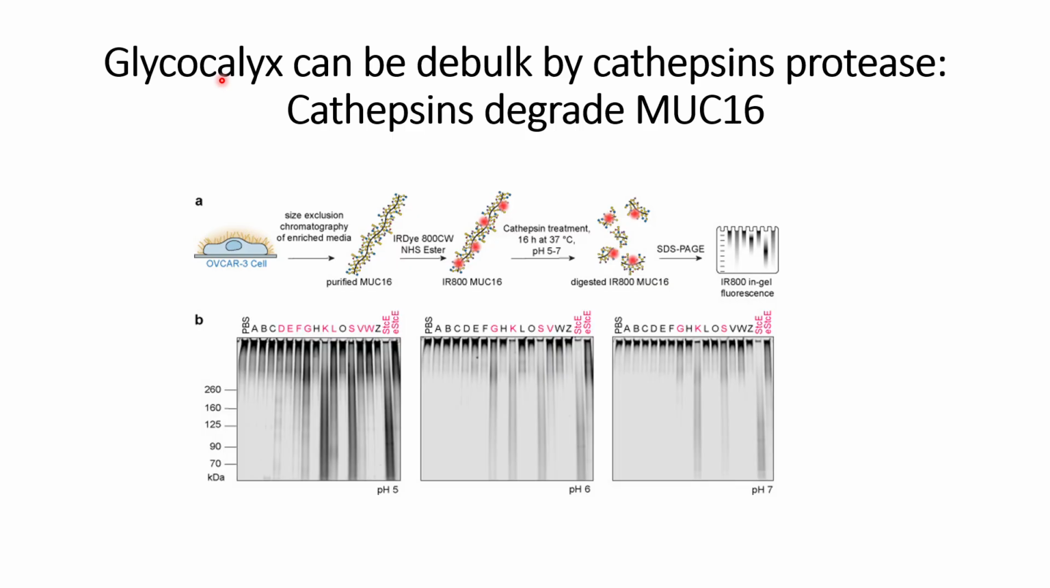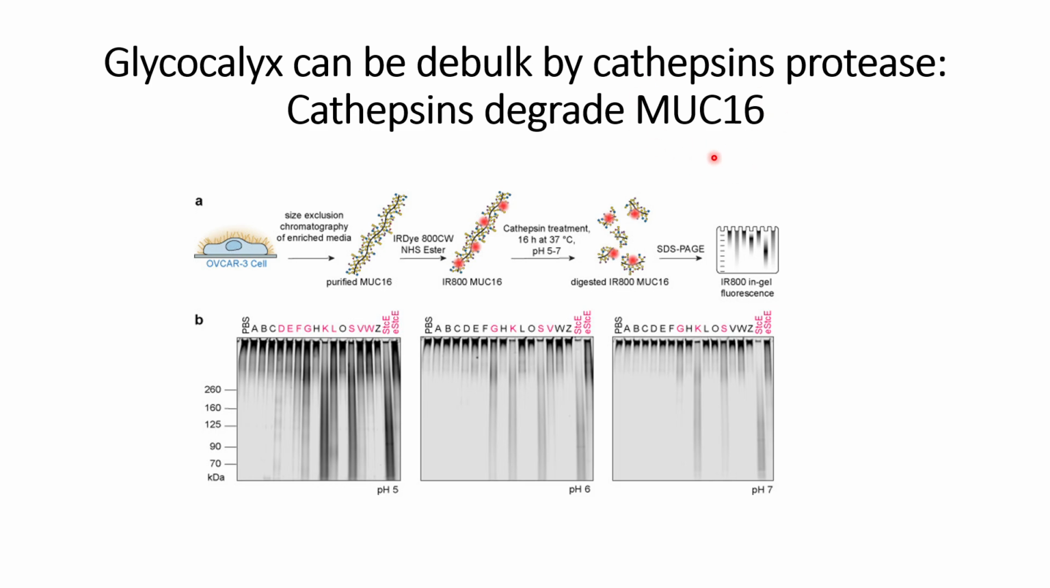Behind that idea, the paper talks about how this glycocalyx can be debulked. For that, they found that cathepsin protease seems to be a probable candidate for debulking this glycocalyx. The first figure talks about the in vitro studies, where they used cathepsin to degrade MUC16 and tried to find the optimum conditions at which MUC16 can be degraded.